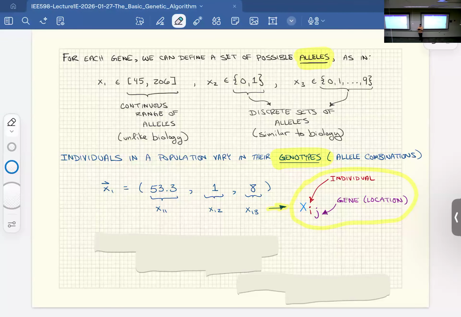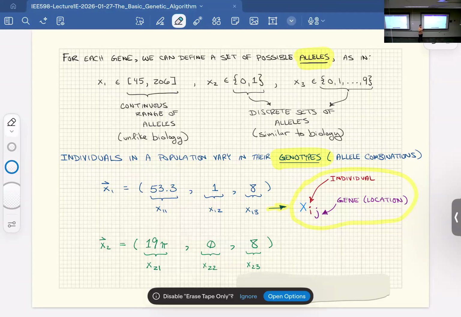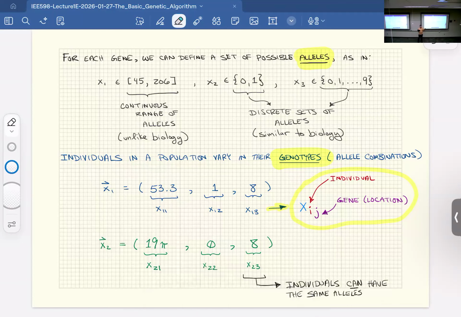Now there could be another individual in the population, X2, which should come up here in a second, and X2 could have a completely different set of alleles at some positions. So 19 pi, I just put in there for kicks, 19 pi happens to be in that range, 45 to 206.